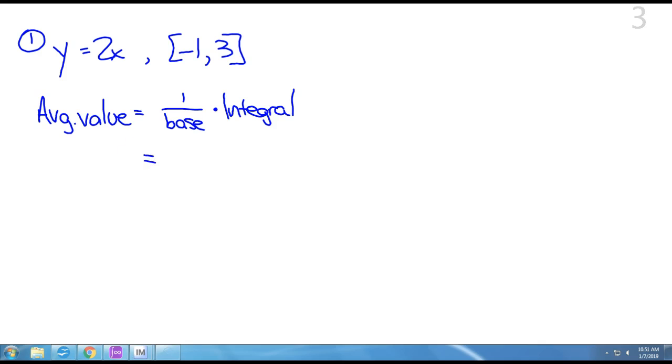So what's the base in this case? How big is the base of our rectangle, or rectangular shape? 4, right? So we're going from -1 to 3. So 1/4 times the integral from -1 to 3 of 2x.